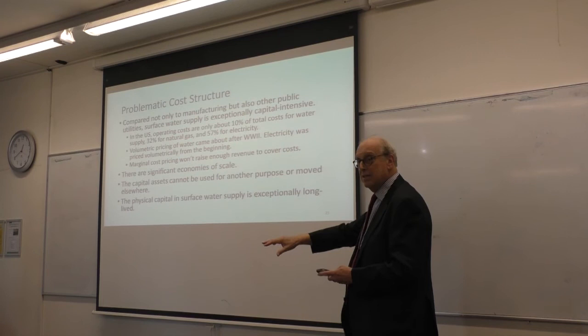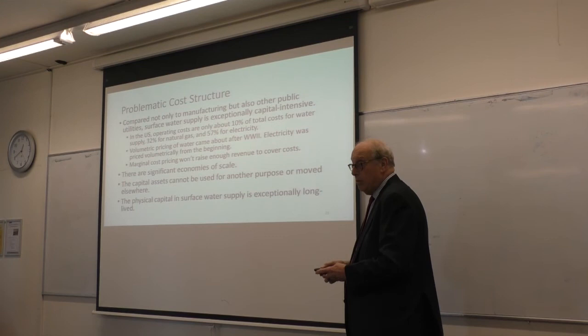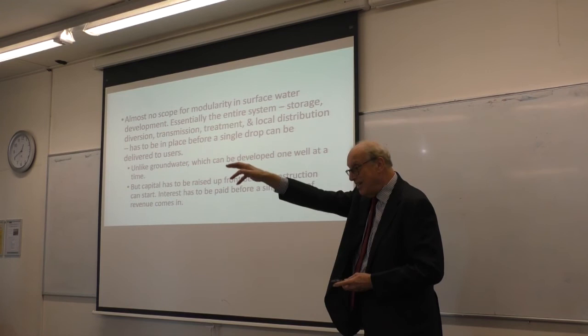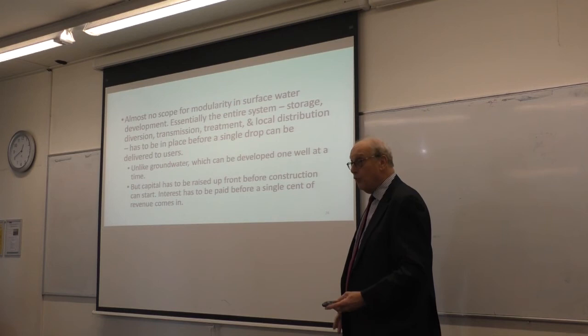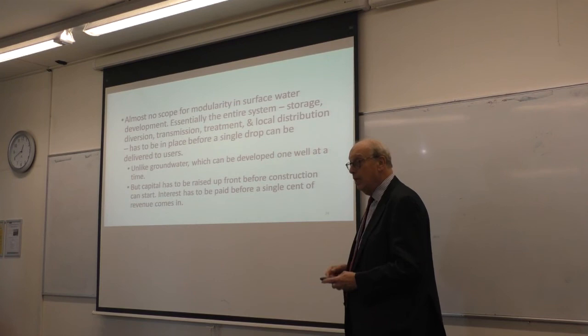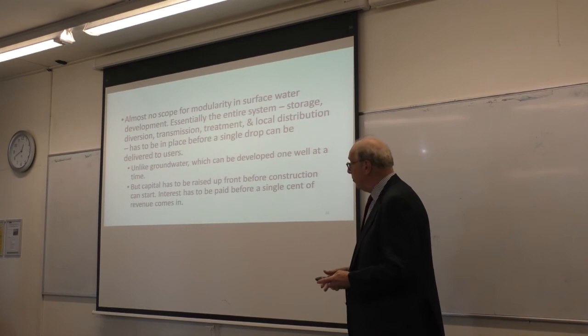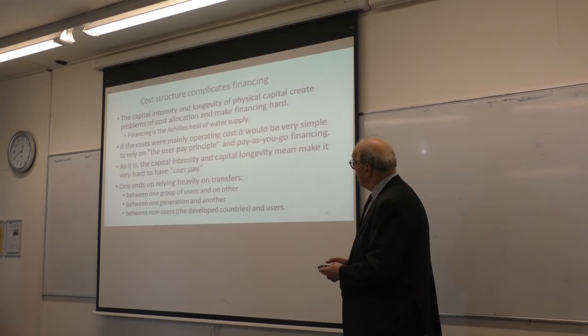You know, a dam, a reservoir, a pipe system in the streets, they can be 70 years, 100 years, 150 years. The system is not modular. You need a reservoir in the Lake District. You need an aqueduct. You need a pipe system in the city before you can deliver a single drop of water to someone living in the city. The whole system has to be in place. It's capital intensive. You can't do it pay as you go. You have to somehow finance all this capital before you can deliver a single drop of water. And so financing is extremely difficult.